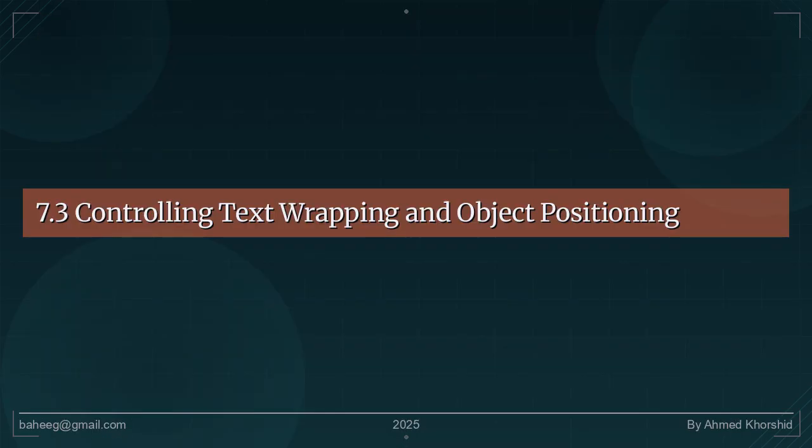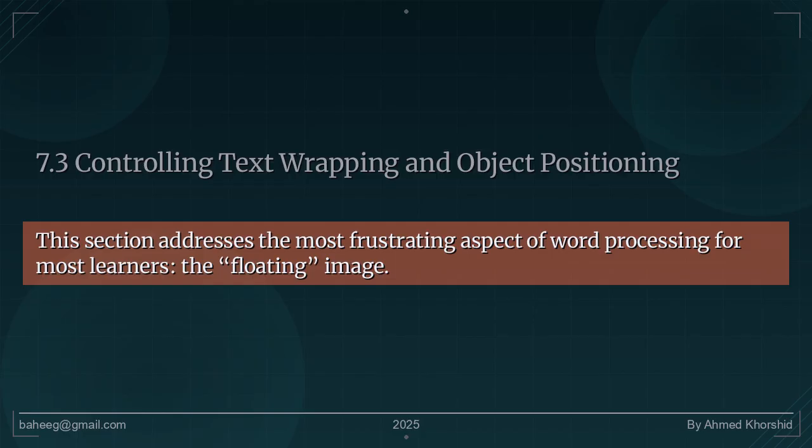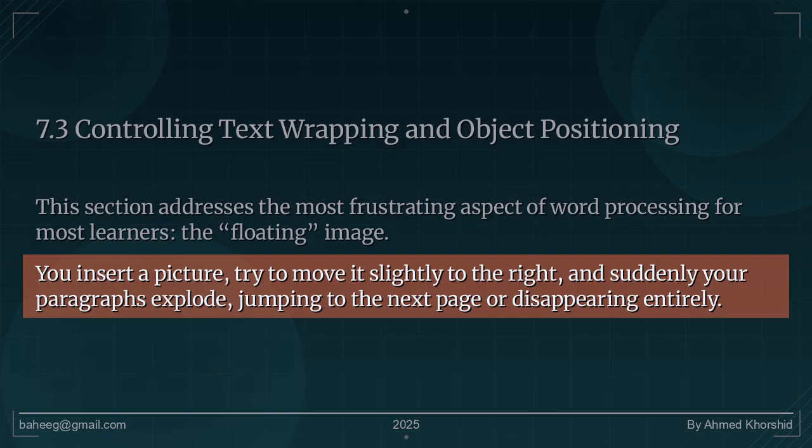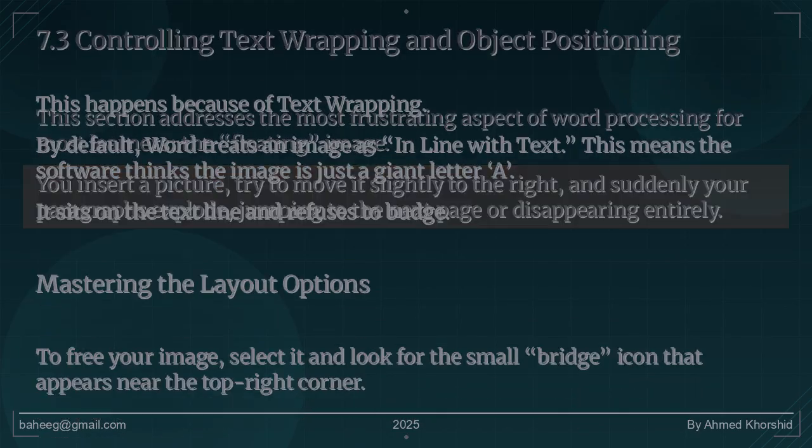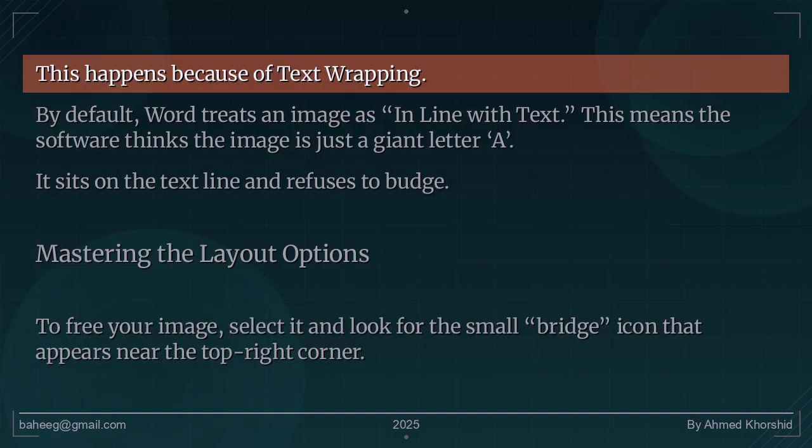7.3 Controlling text wrapping and object positioning. This section addresses the most frustrating aspect of word processing for most learners, the floating image. You insert a picture, try to move it slightly to the right, and suddenly your paragraphs explode, jumping to the next page or disappearing entirely. This happens because of text wrapping.